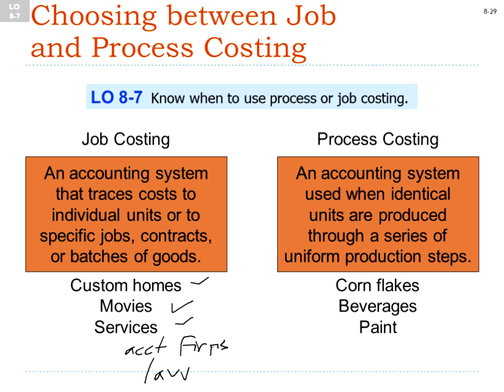Okay, and then for process costing, that's when you have homogeneous units, identical units, such as cornflakes, beverages, and paint. Now, you're not going to be able to trace costs to one cornflake versus the next. Same with beverages or paint. It's going to be very difficult. So you're producing a homogeneous product, and then if that's the case, you account for a process instead of trying to account for certain jobs.